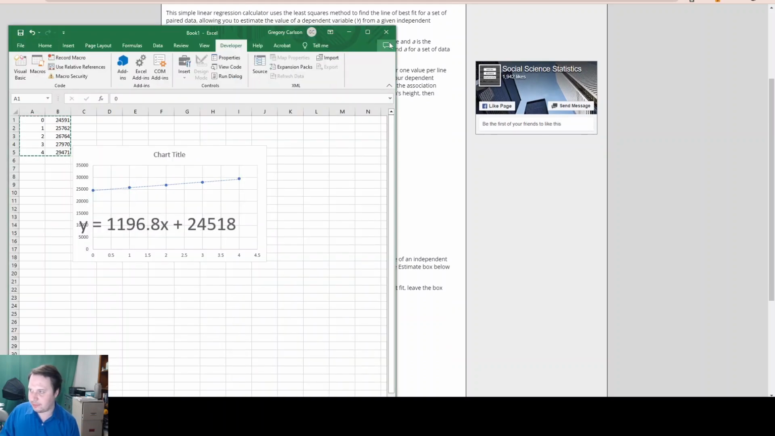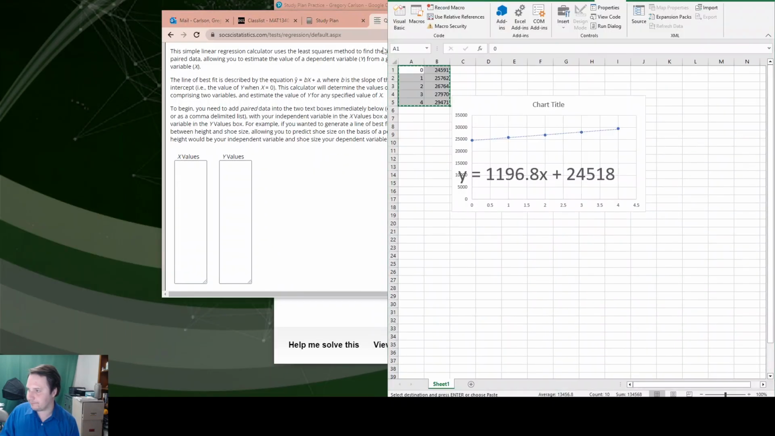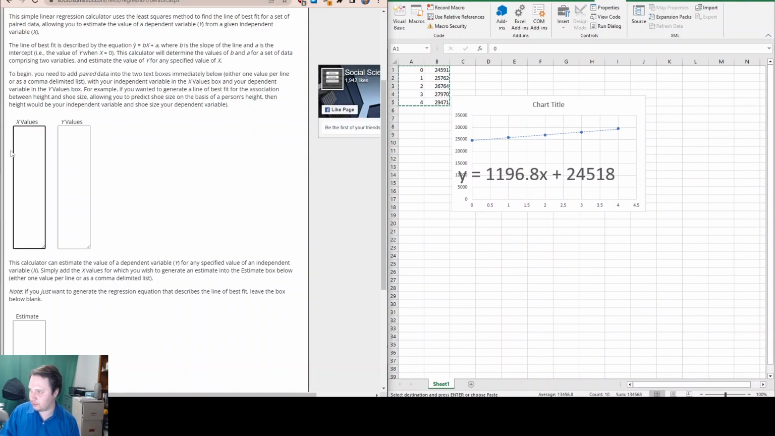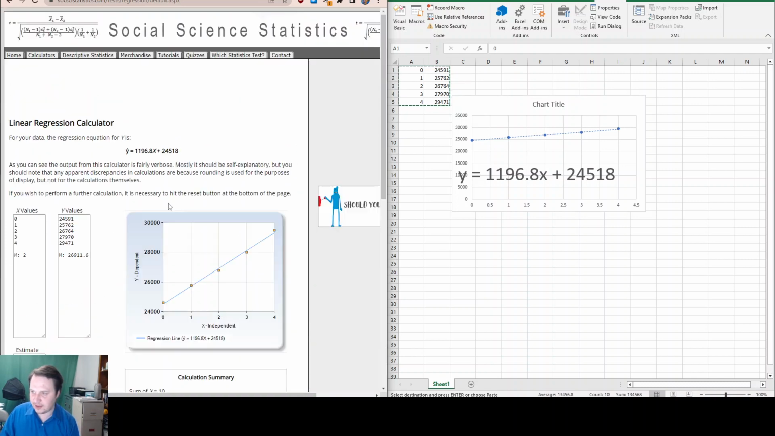So I'm just going to type in the values here. So 0, enter 1, 2, 3, 4. Don't press enter after the 4 or it might mess it up because it'll think there's a final value. Now I'm going to type in 24591, 25762, 26764, 27970, 29471. Okay, we don't need to put anything in the estimate. Just put in the x's and the y's and click calculate.